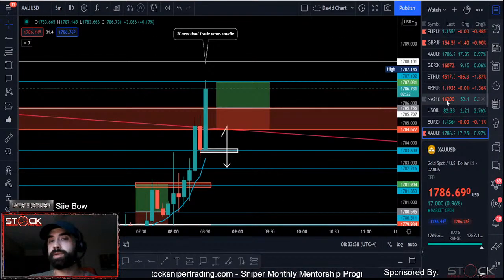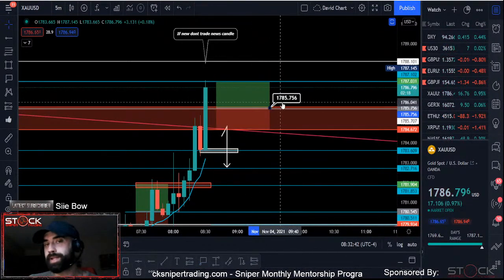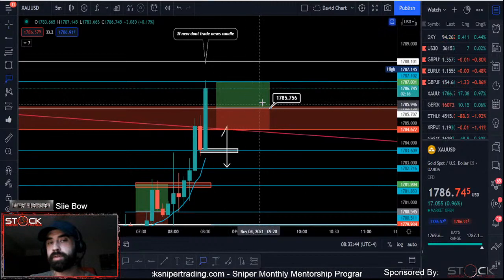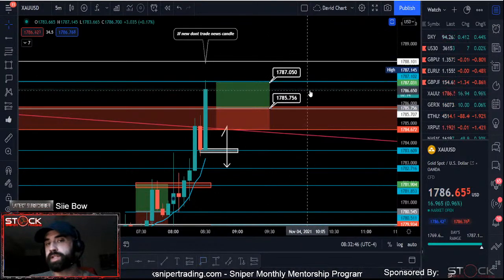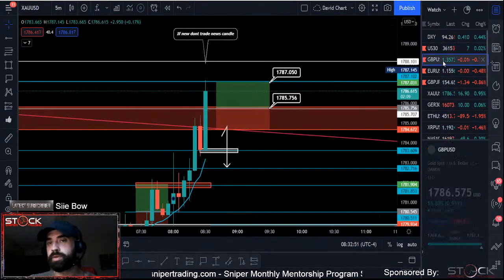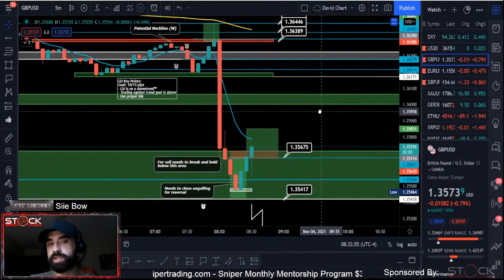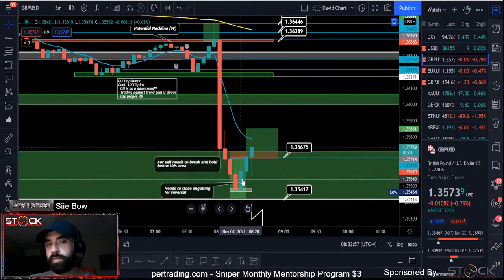Let's see now what's going on with GBP USD. Guys, that trade was here roughly at that 1785. 1787. You can see it tapped. Risky trade, 1-to-1 ratio. Check out what's going on with GBP USD, guys. Engulfing candlestick.